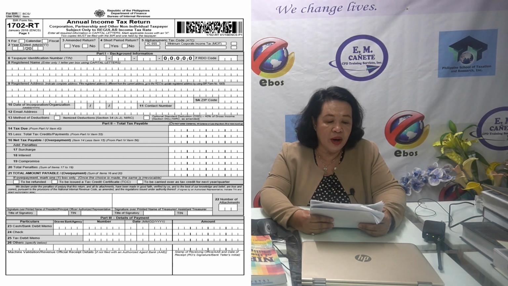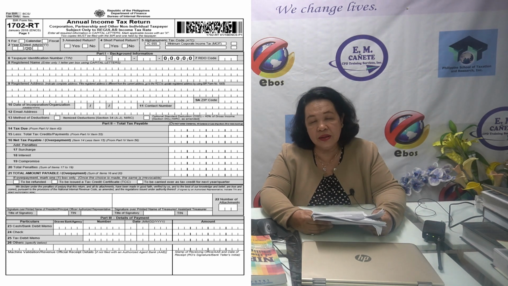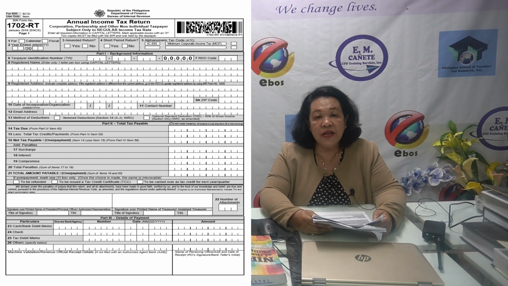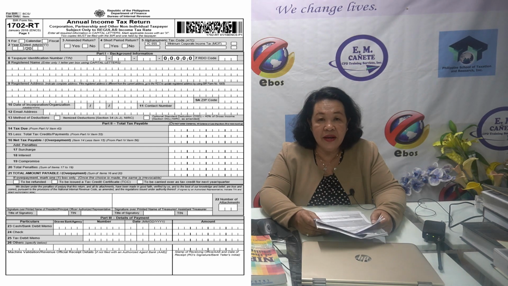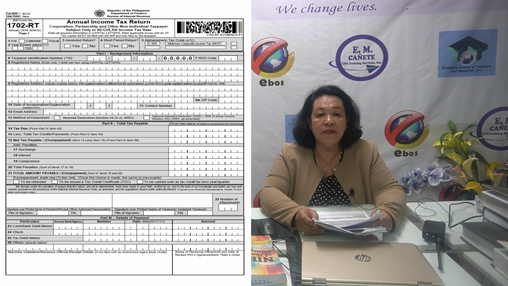So for line number 1, we have the calendar year or taxable year. What does this mean? Calendar year is a taxable year consisting of 12 months. The beginning starts with January and ends in December. So that is a 12-month period, one taxable year.